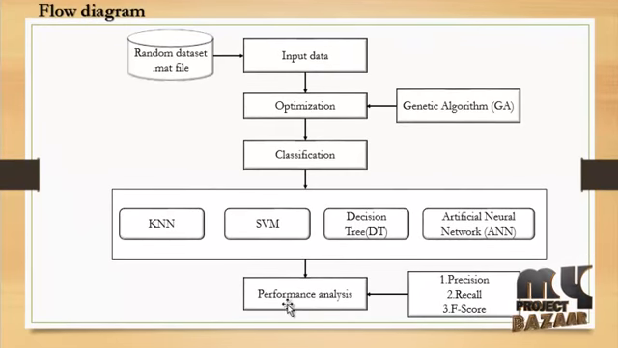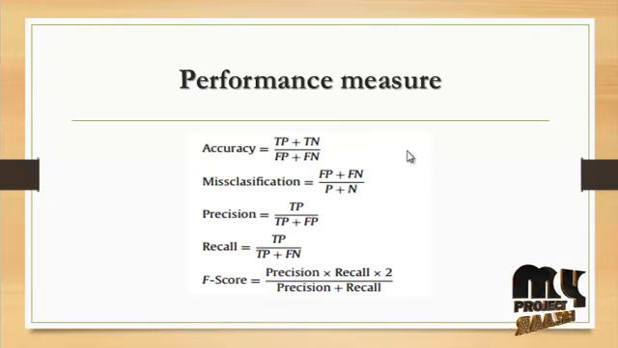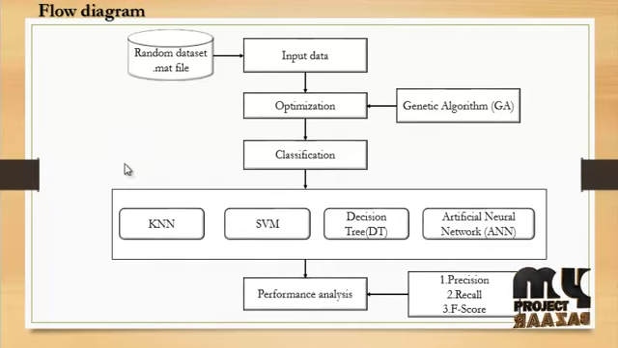Finally, calculating the performance analysis. In the performance analysis process we can calculate the precision, recall and F score using formulas like these. These are the performance measures: accuracy, misclassification, precision, recall and F score. So true positive, true negative, false positive, false negative. These are the basic ideas for calculating the performance measures of the process. These are the overall flow diagram of the product.